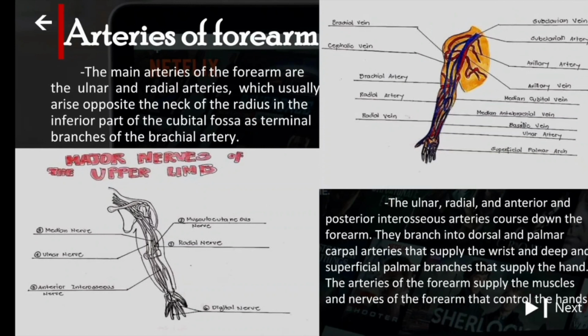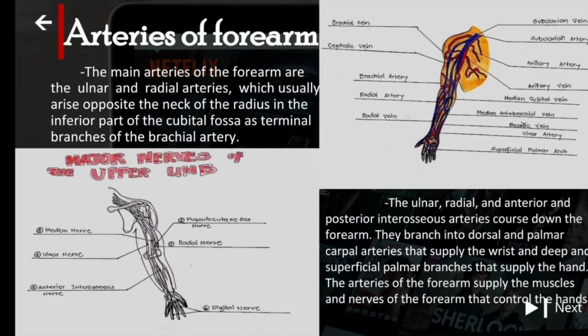After giving off the recurrent branches, the ulnar artery gives rise to the common interosseous branch, which will continue to divide into the anterior and posterior interosseous arteries. The names of these arteries denote which side of the interosseous membrane they run on. The anterior interosseous branch supplies blood to the muscles of the flexor compartment.